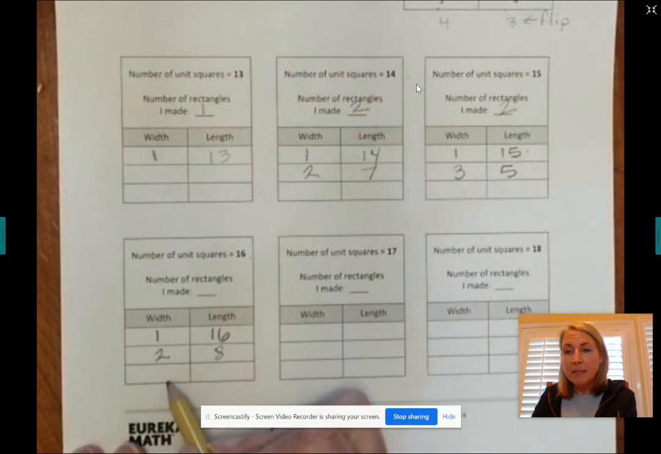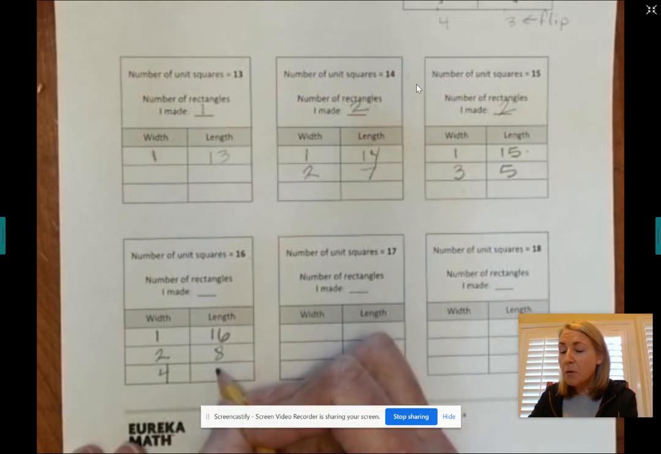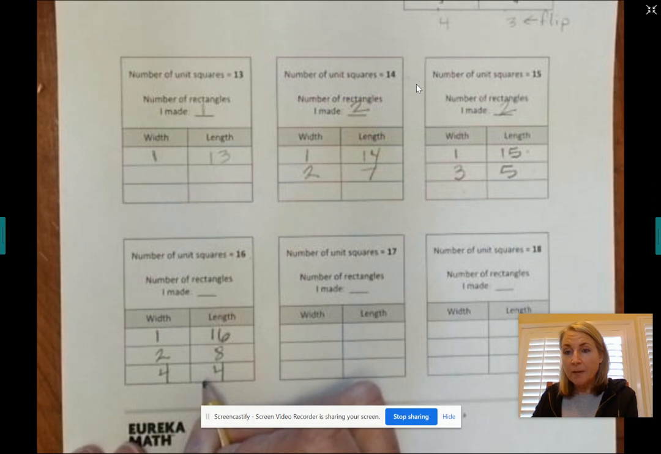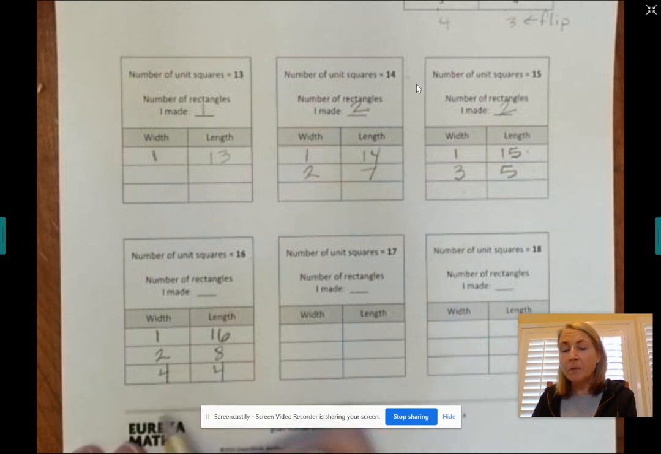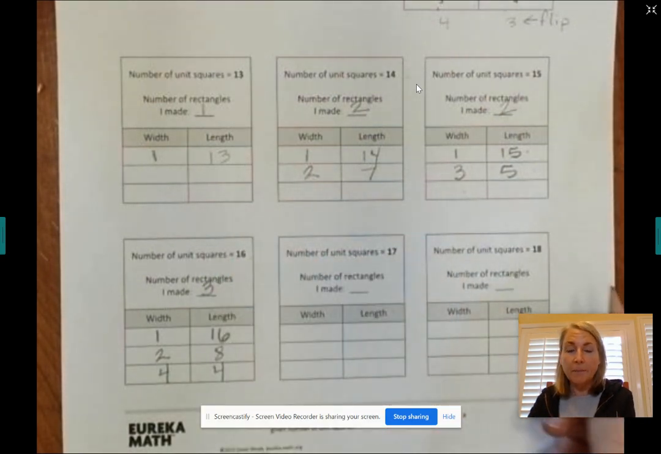3 times anything? No. 4 times anything? Yes. 4 times 4 equals 16. And once we hit a double like this, we have the flip, because we're pretty much done. So if you hit a double or if you hit a flip, you know your stopping point has arrived. So we made 3 rectangles here.